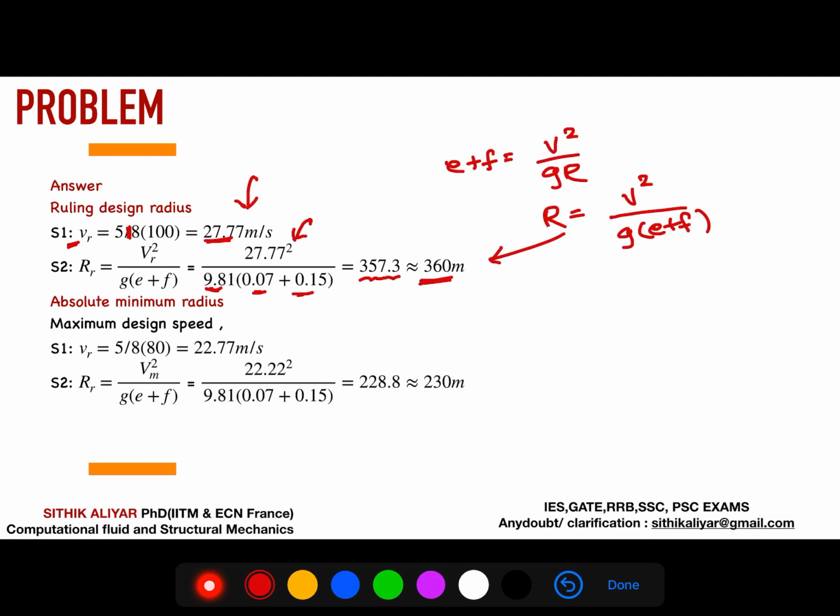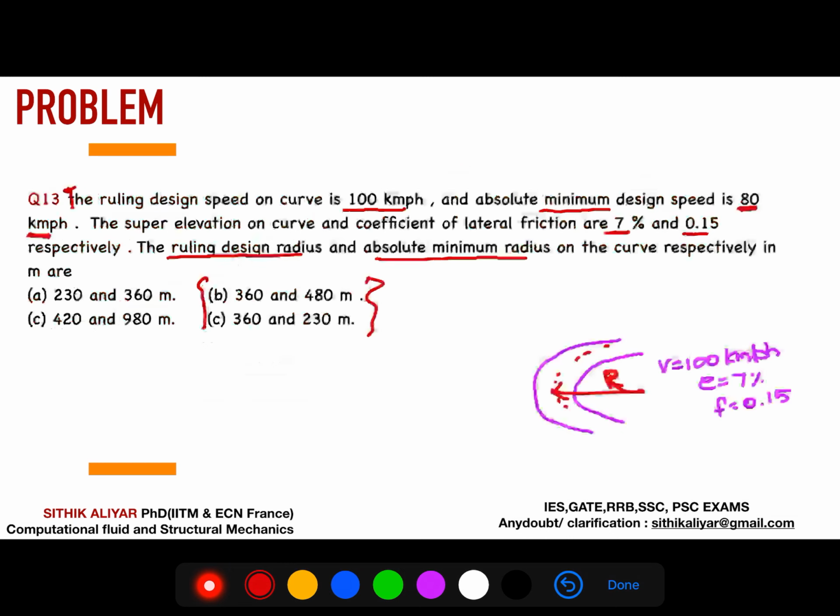Let's do the same thing for our minimum radius. Here for the minimum radius, the design speed given is 80 km per hour. You do the same steps: 22.22 meter per second. Substitute in the same formula. Only the speed changes, and you will get a radius of 230 meters. So to maintain a design speed of 80 km per hour, you need a radius of 230 meter, and to maintain 100 km per hour, you need a radius of 360 meters. So I think this is option D.